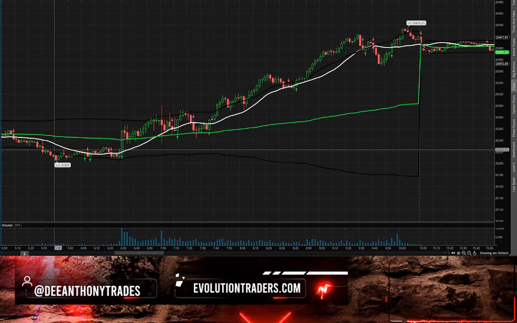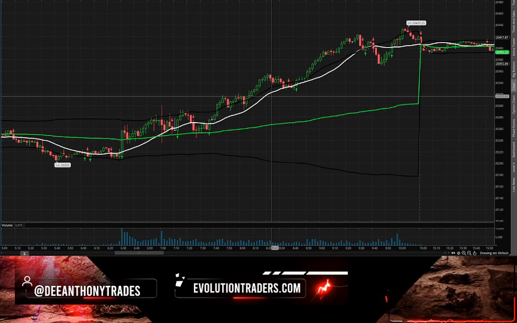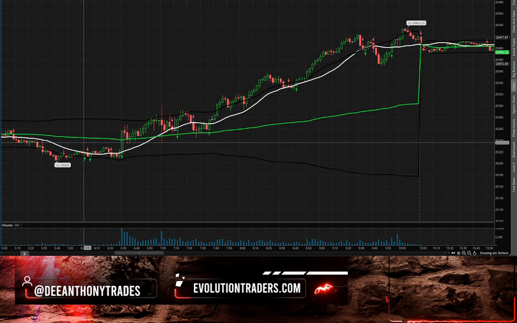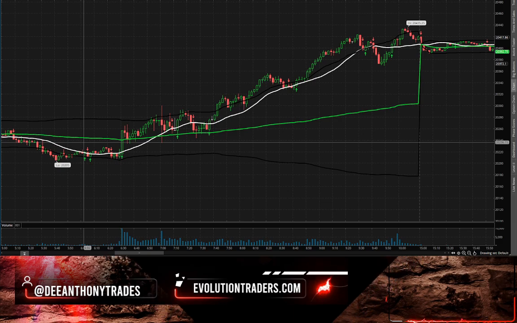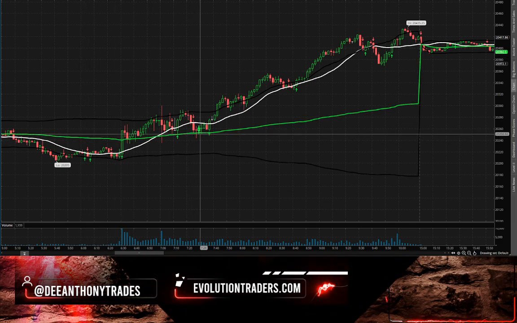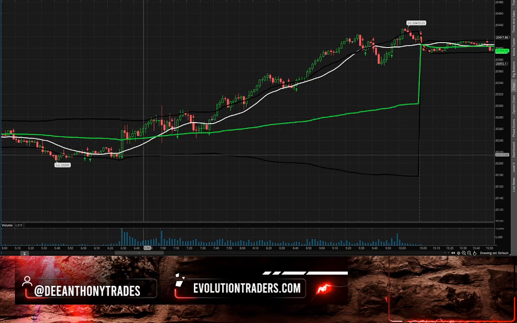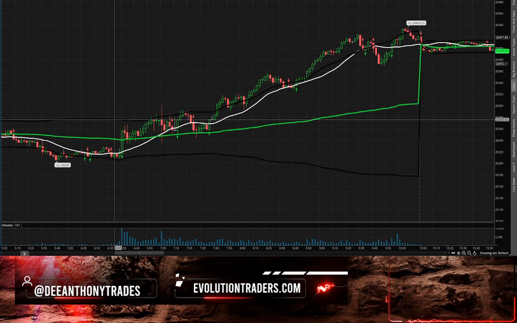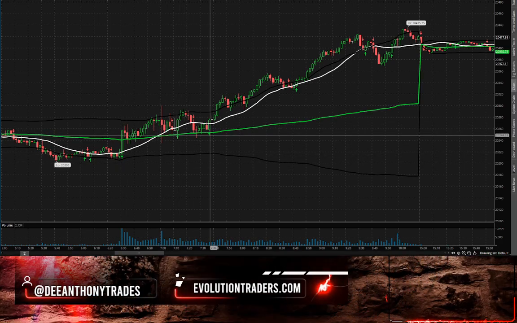Okay, so the white line that you see on my screen, that's the 20 SMA. Very, very simple, a simple moving average. It's not the smoothed moving average, it's not the exponential moving average, it's the 20 simple moving average. The green line that you see is the VWAP. The black line on the upper and the black line on the lower are just the upper and lower ranges of the VWAP. Pretty simple, right? So this is how I personally would use it.